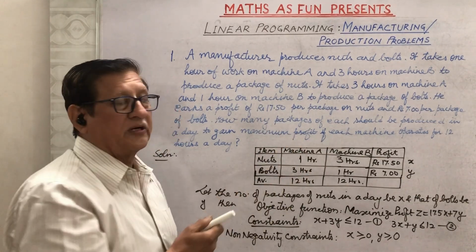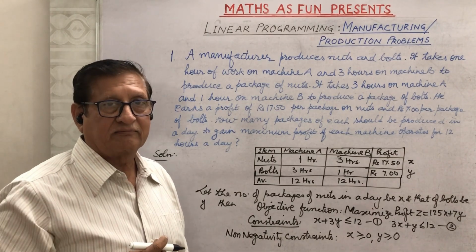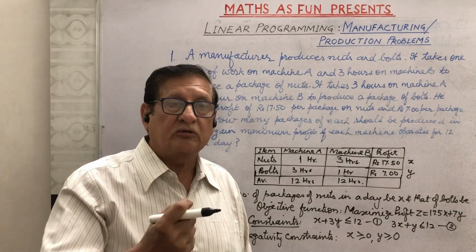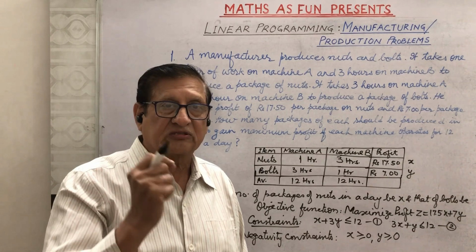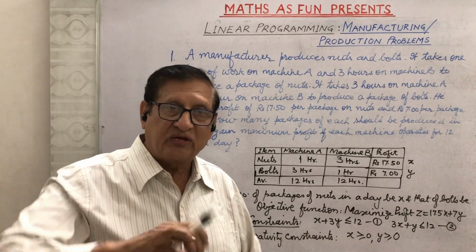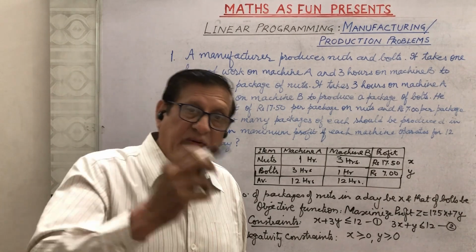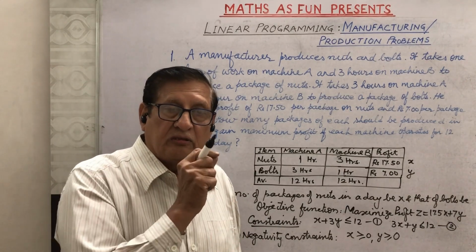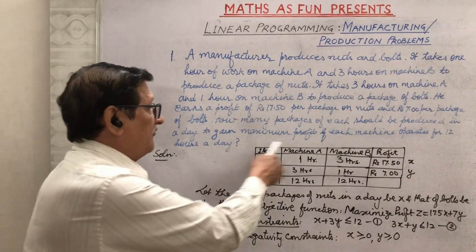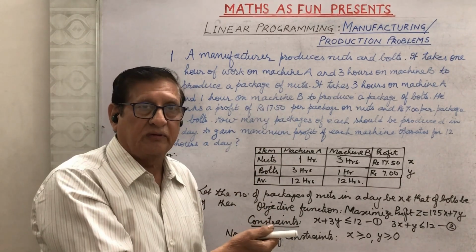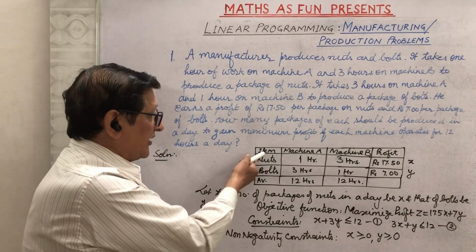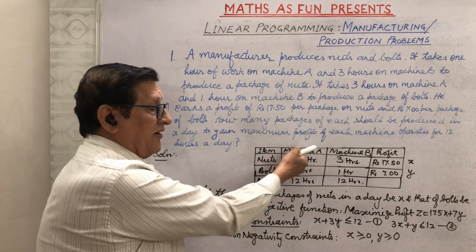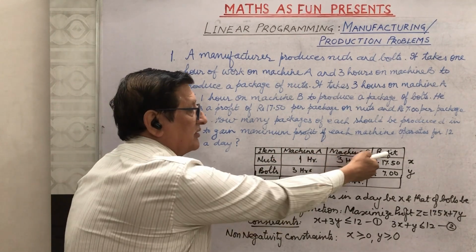If each machine operates for 12 hours a day, what do we do in such a problem? What is to be found? We have to find out how many packages of nuts and bolts are to be made. So we consider that to be x and y. But before going to formulate the LPP, we make a table for this particular problem to understand the problem. That is, we are writing here items, they are nuts and bolts, the packages of that, machine A and machine B, and then we write the profit, how much we are gaining.